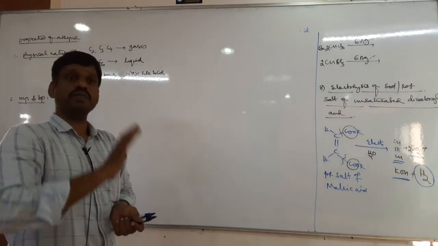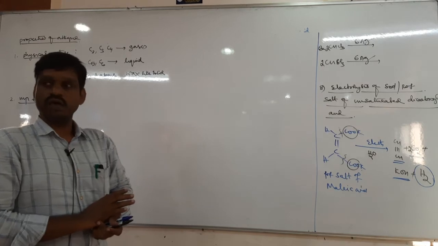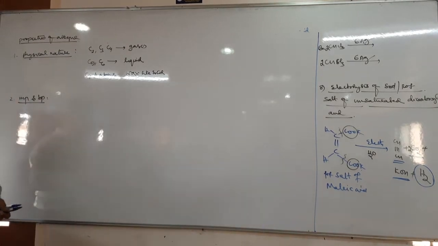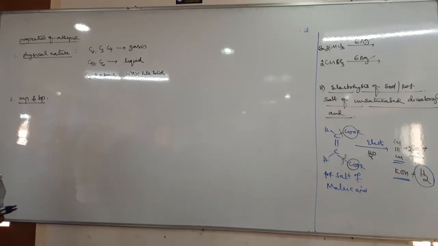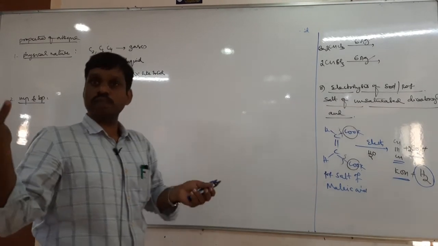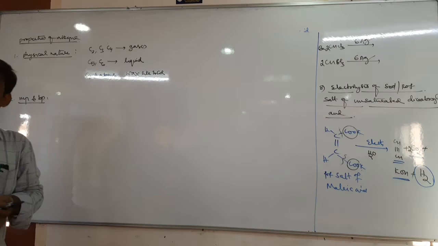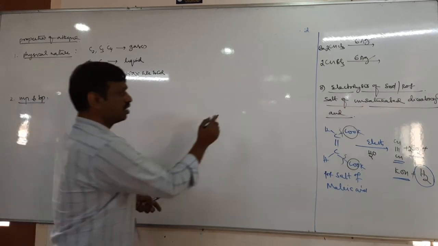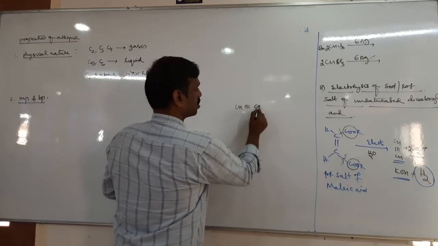Condition is same number of carbon atoms. So why is the melting point and boiling point of alkyne more compared to alkene? Anybody? Because of the same reason, polarity. So alkynes have more polarity, for example CH triple bond CH.